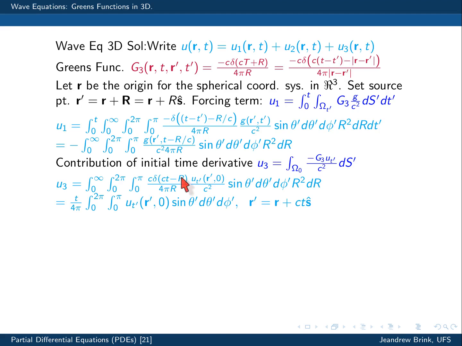And the reason I haven't rescaled it is I want to make use of this delta function to get rid of the integral over r. Okay, and I can do that. If I want to get rid of the integral over r, I want the function that multiplies r to be either plus or minus 1.